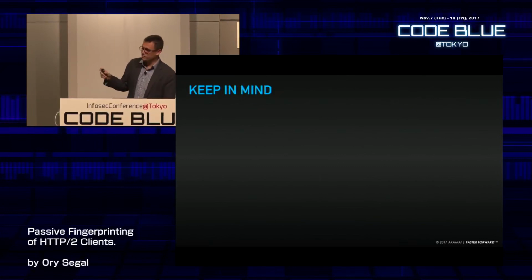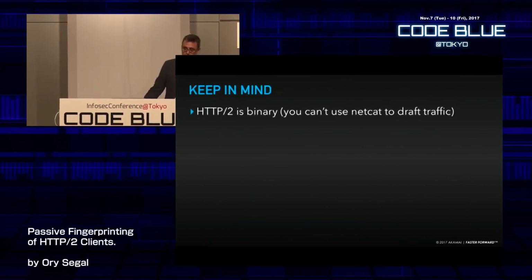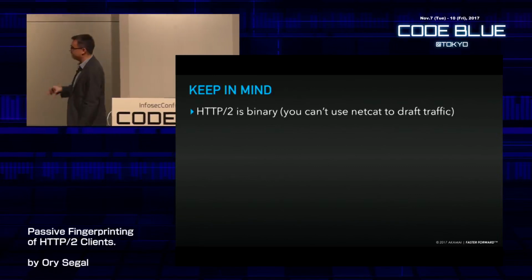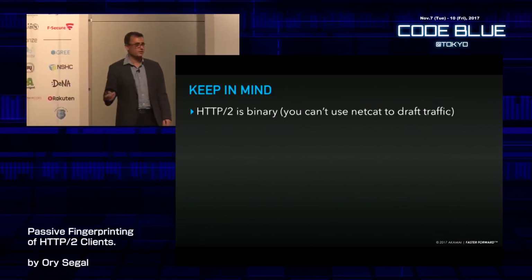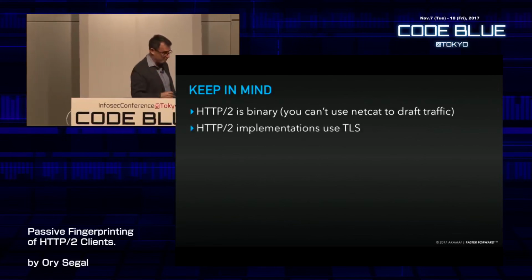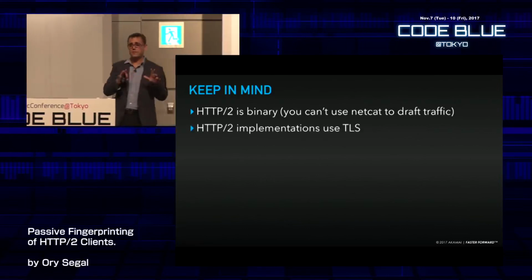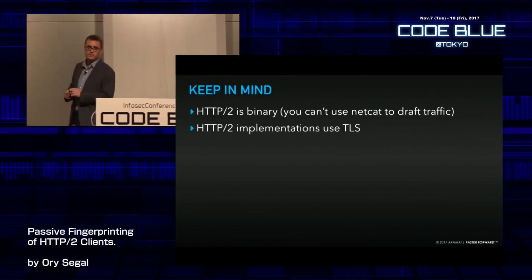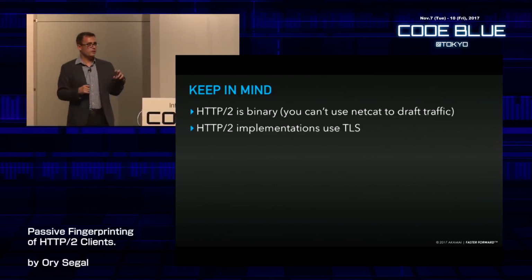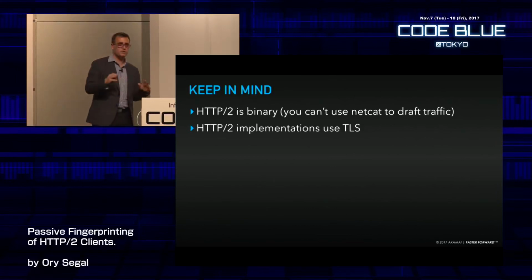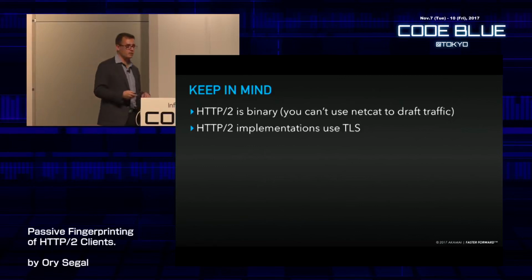Okay, so a few things to keep in mind. What I'm showing you is textual. However, the protocol itself is binary, so don't try to use netcat, don't try to use Burp, don't try to use any of those tools that you're used to. It's also implemented, and it's not mandated, by the way, by the RFC. However, all current implementations are only supporting HTTP 2 over TLS. So there's no clear text HTTP 2 traffic on the web today.